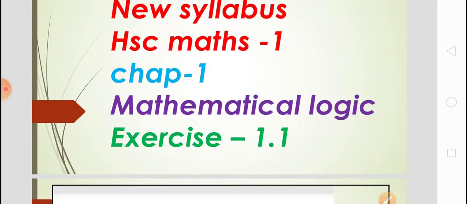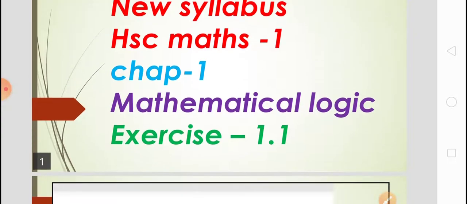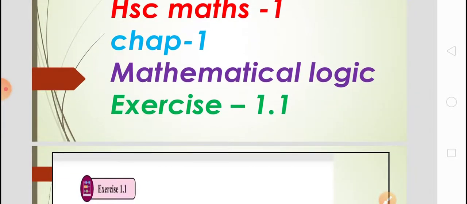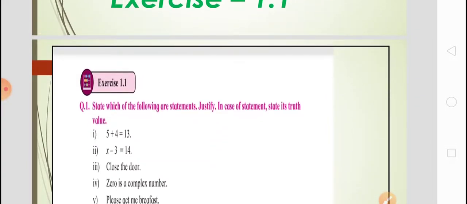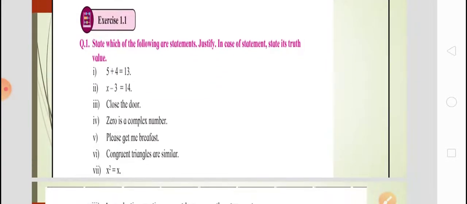Today, friends, we solve exercise 1.1 in the new book, that is, in the new syllabus. Let's take the first question in exercise 1.1.